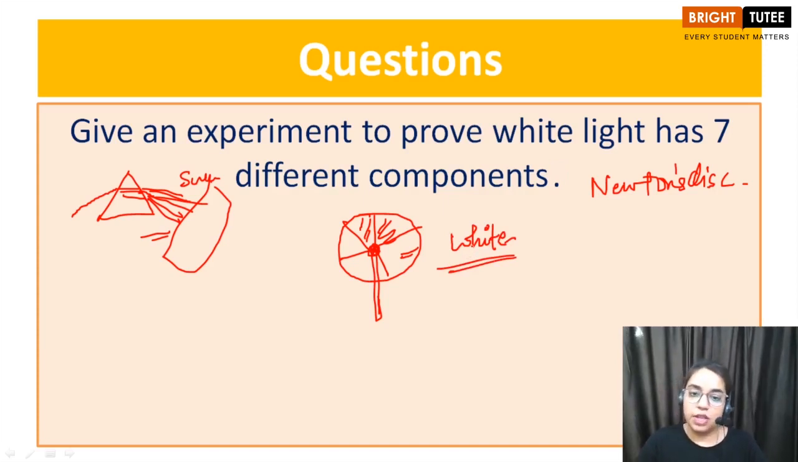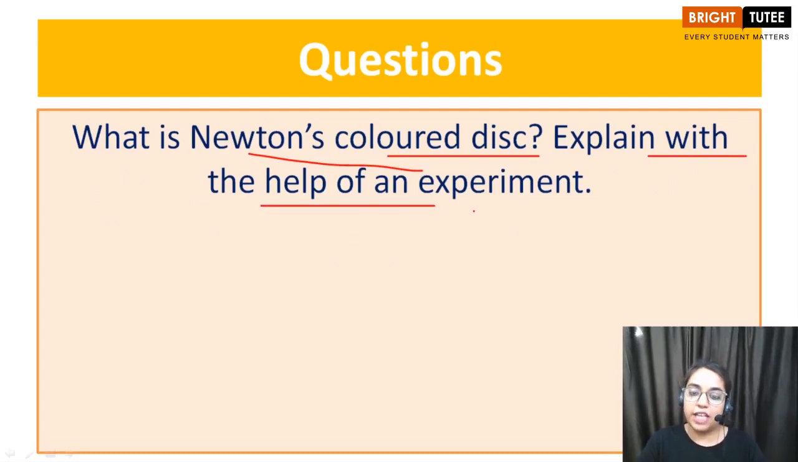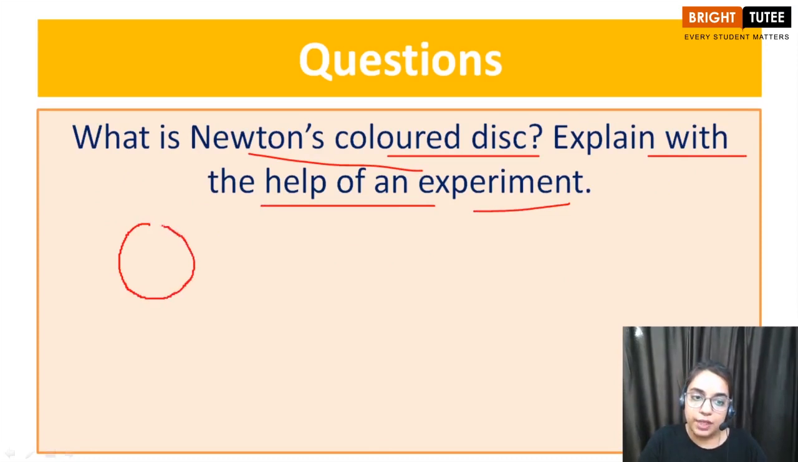Okay, so let's move to the next question. What is Newton's colored disc? Explain with the help of an experiment. So children, Newton's disc is this cardboard circular disc through which we have proved that white light is a mixture of 7 component colors, and it was Newton who did this experiment first time, and that is why we call it Newton's colored disc.